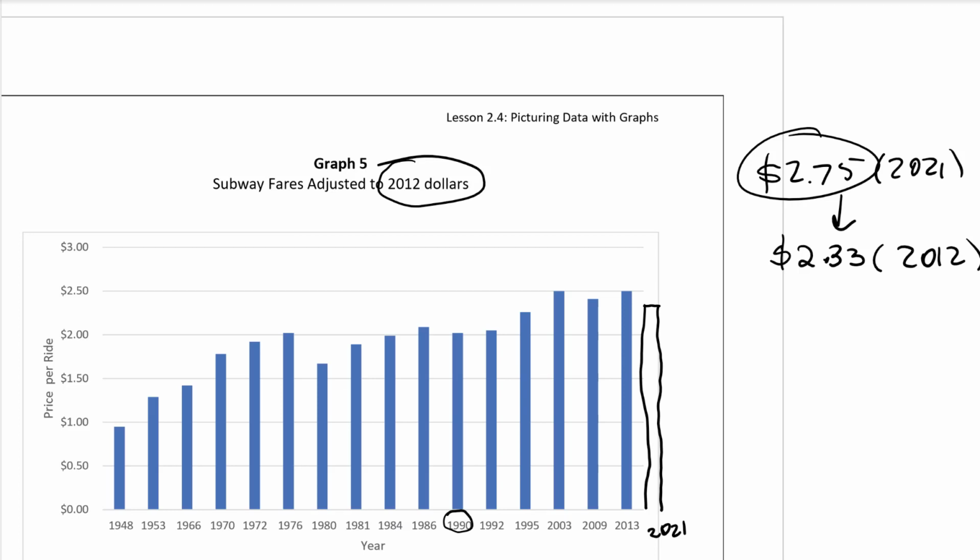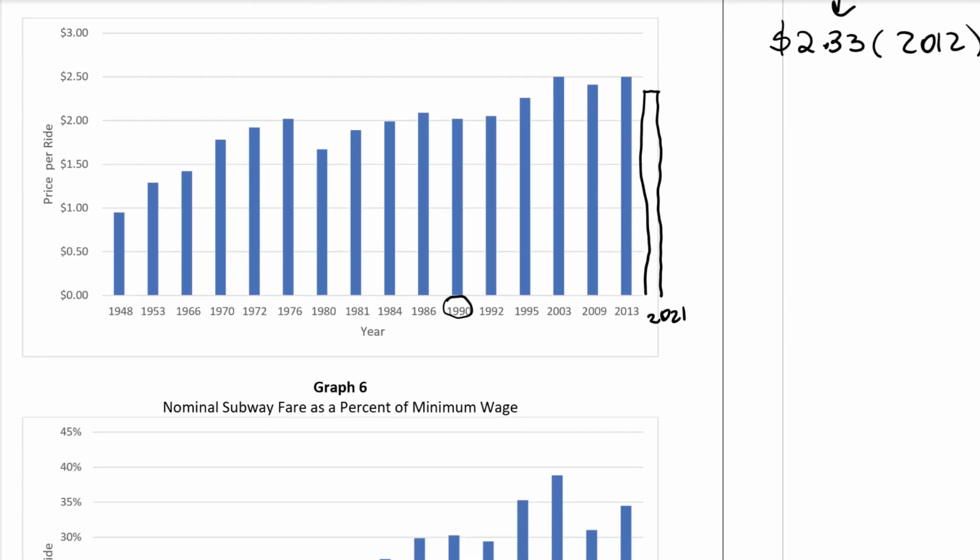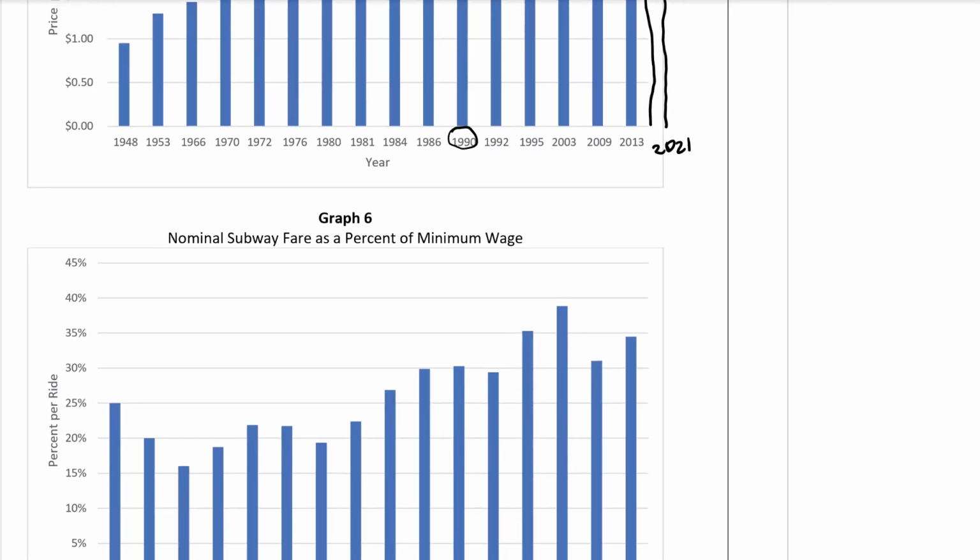All right, relative to everything else, $2.75 is now $2.33 in 2012 dollars. It's a very interesting and important concept, so we'll explore it even more. But let's continue looking at these bar graphs.